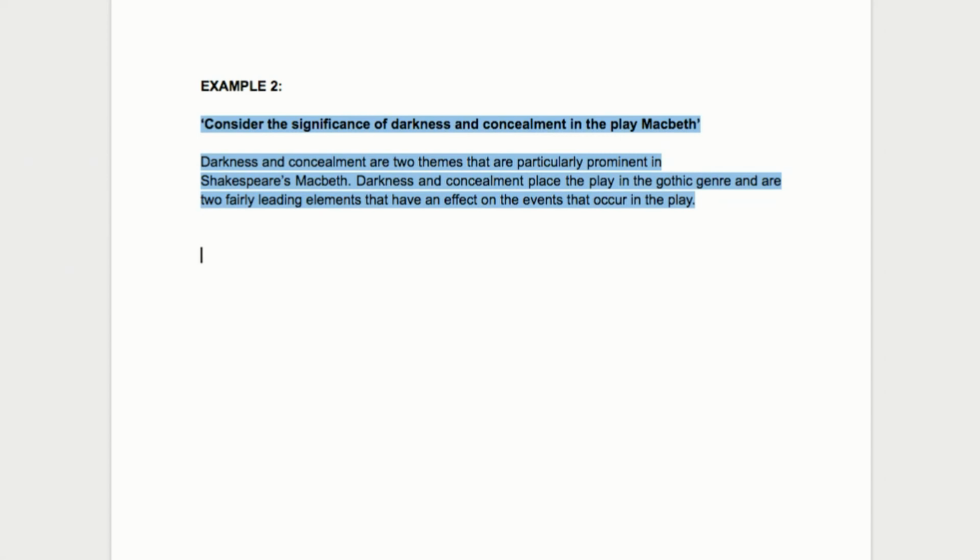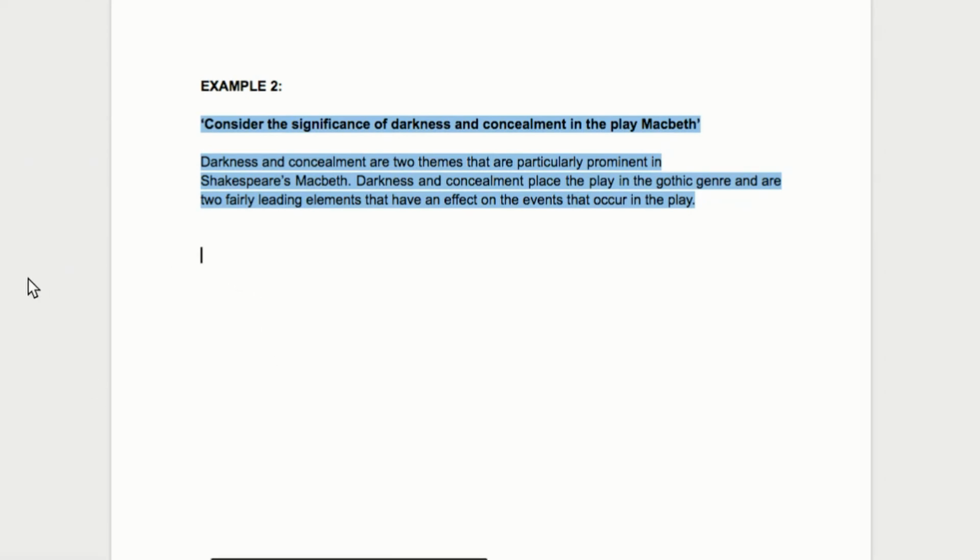But when we actually look at the content, the ideas of what is written in that introduction, you should see a difference there. The question itself, you'll notice, is also a little bit harder. So just like with example 1, we'll have a look at the question, think about the question, and then look at the introduction and think about that in response to the question. Consider the significance of darkness and concealment in the play Macbeth. So I want you to pause and think about what type of question that is and how you need to write an introduction for it.